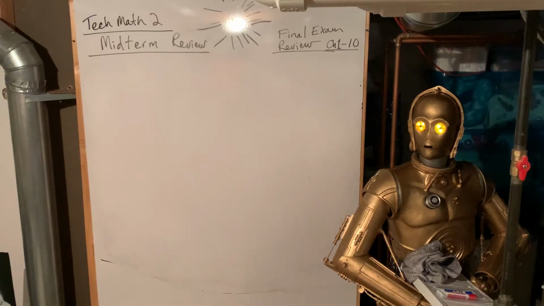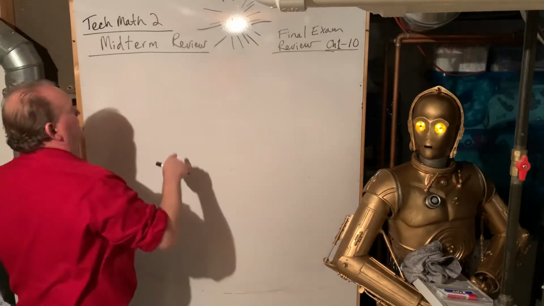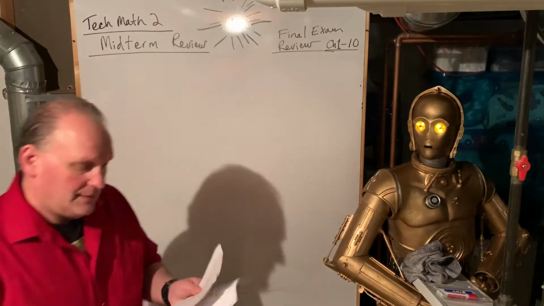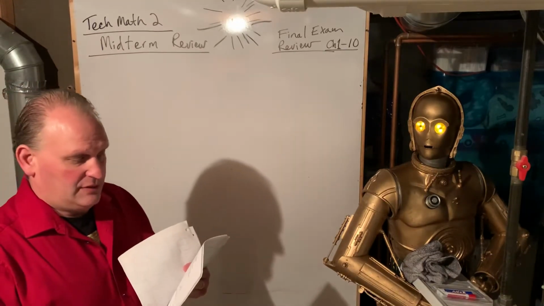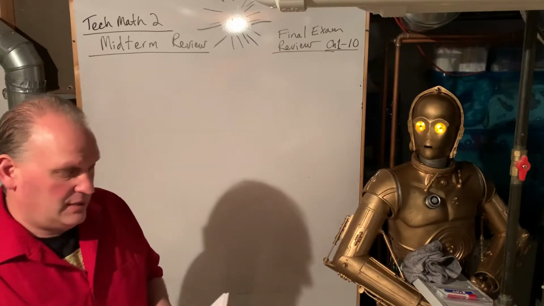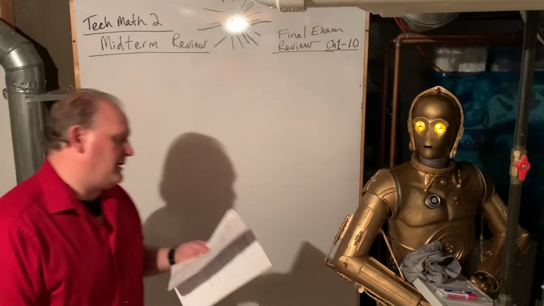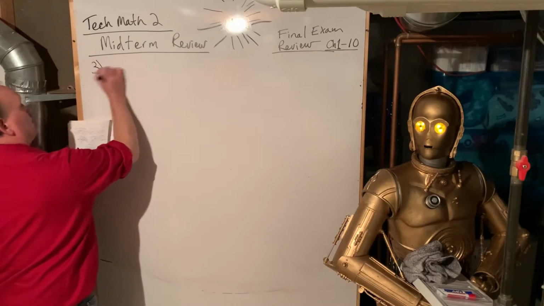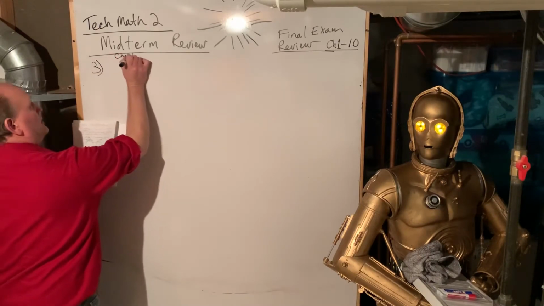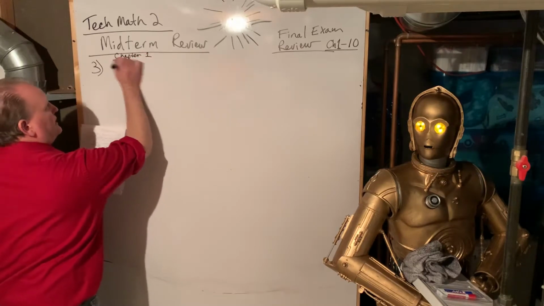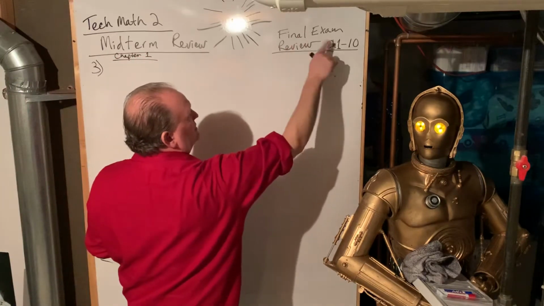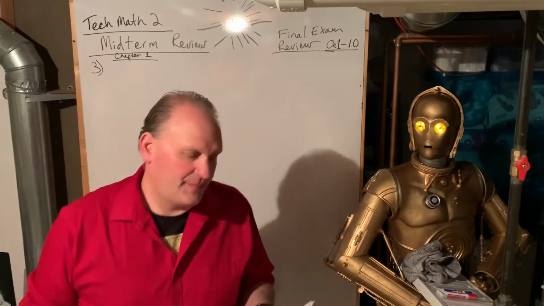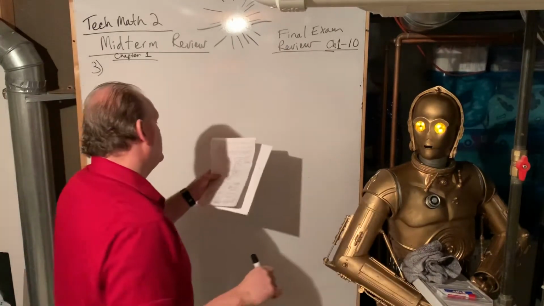Right, we're taking a look at the midterm review. This is Techmath2. I uploaded the review already onto Blackboard, so you can look at the written version there, but we're going to just walk you through the problems quickly. Number 3 on Chapter 1. This is in your packet under the final exam review, and chapters 1 through 10 are covered on the exam. So let's take a look.